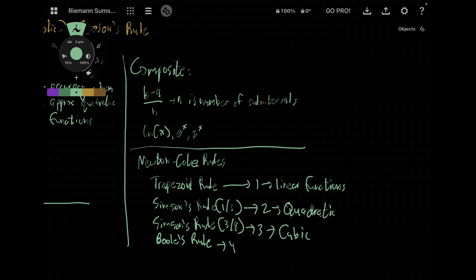And for the final one, Boole's rule, you can get where this is going. This would be quartic functions, or degree 4. But we will not cover Boole's rule here, or many other advanced forms, as the derivation of this is very complicated and even the application can get much harder, oftentimes involving knowledge of infinite series.